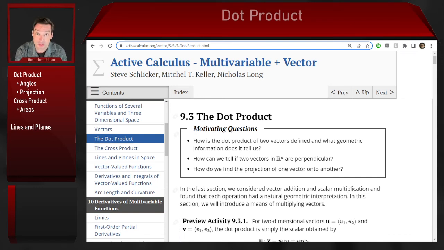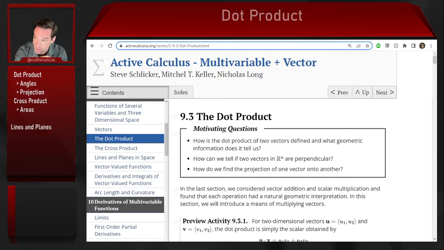So let's get started with thinking about the dot product. The dot product is going to be a way of taking two vectors and producing out of those two vectors a single number. Sometimes the dot product is called the scalar product in other contexts because the result, the output of a dot product, is a single number. So it takes two vectors and it spits out a single number as its output.